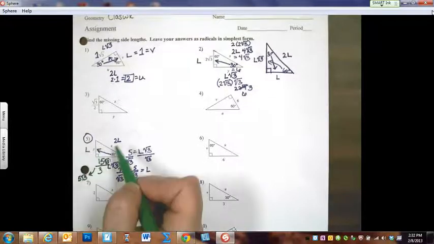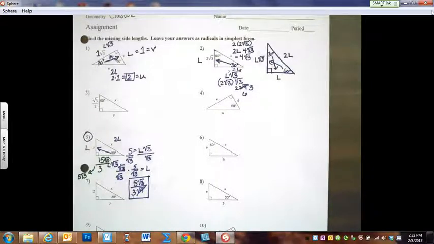Then the hypotenuse would be 2 times that, or 10 root 3.